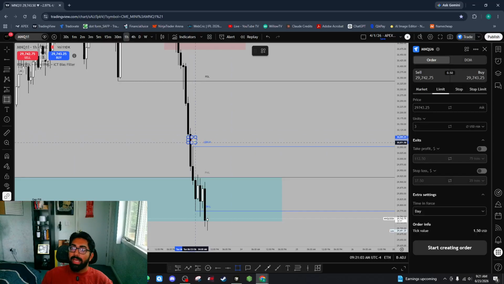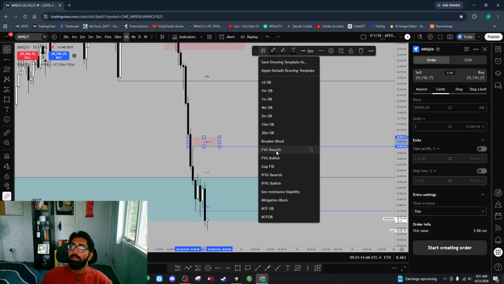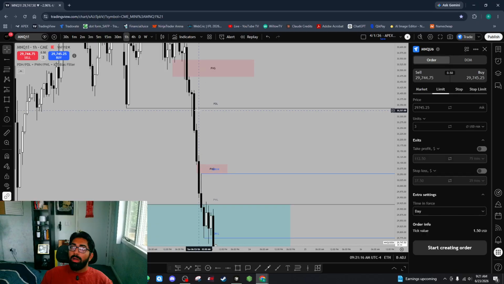For example, this gap right here is resting right above London highs. So not only are we generating liquidity from London highs, we're also generating liquidity from the fair value gap. So I will mark that. Boom. This one looks more continuation, this gap here.